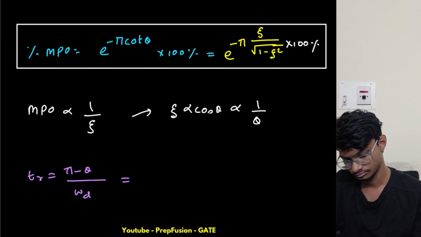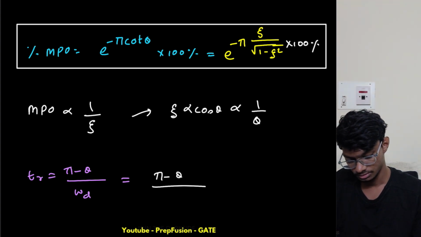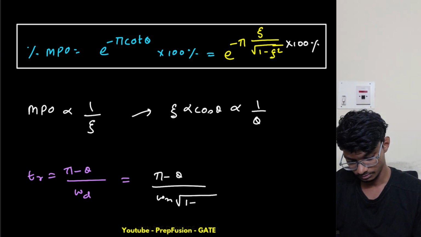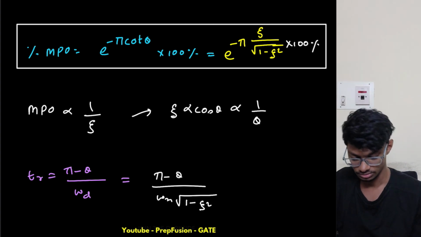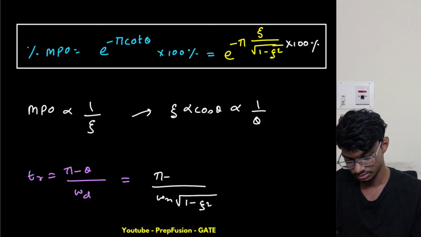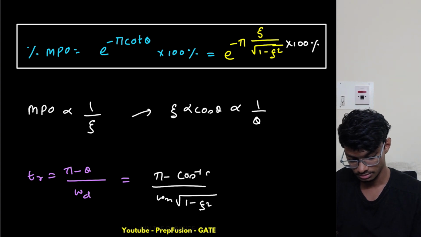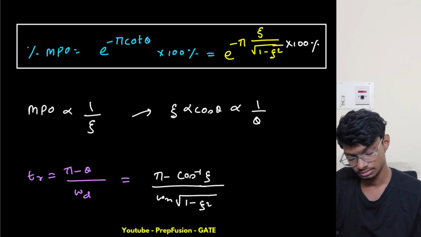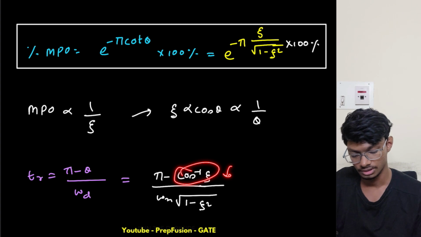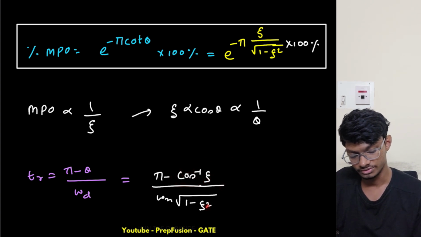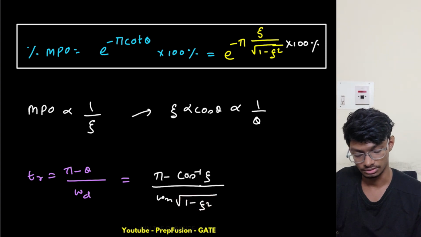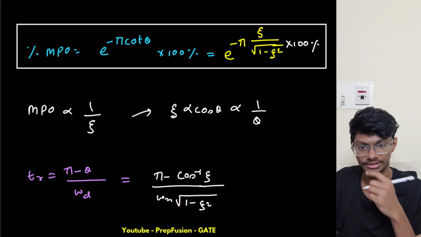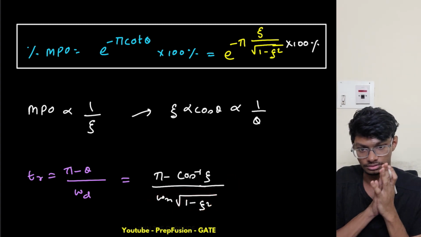Basically, this is pi minus theta by omega n root of 1 minus zeta square. Let's say omega n is constant, you have to take something as constant. Now this theta, what I can write here is cos inverse zeta. Now if zeta increases, then this one will decrease, hence this overall thing will increase. If zeta increases, the numerator term will decrease, and if the denominator decreases, then this will increase further, so my rise time will increase. From there also you can understand.